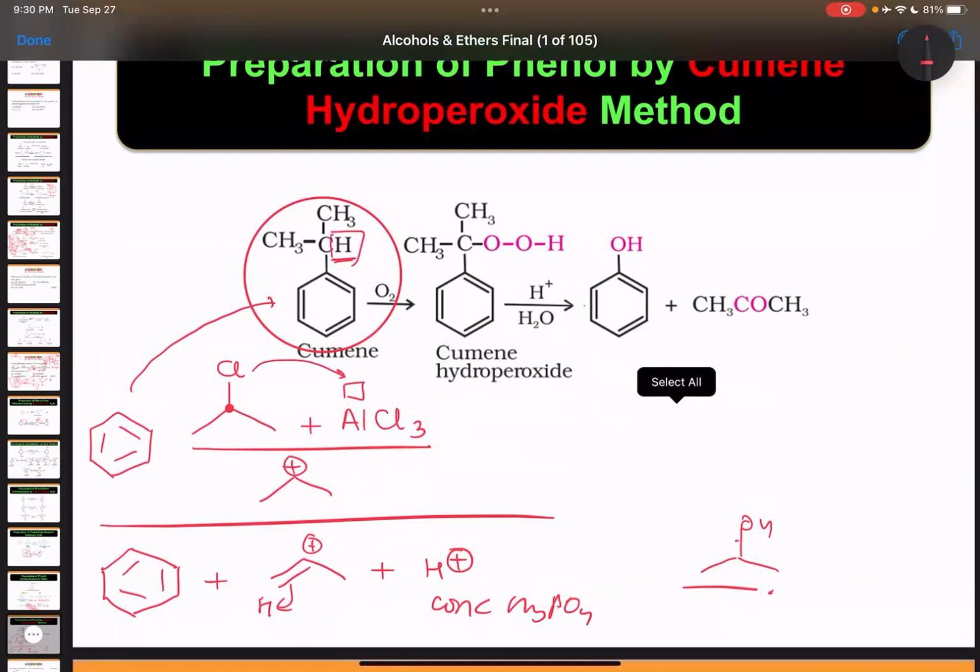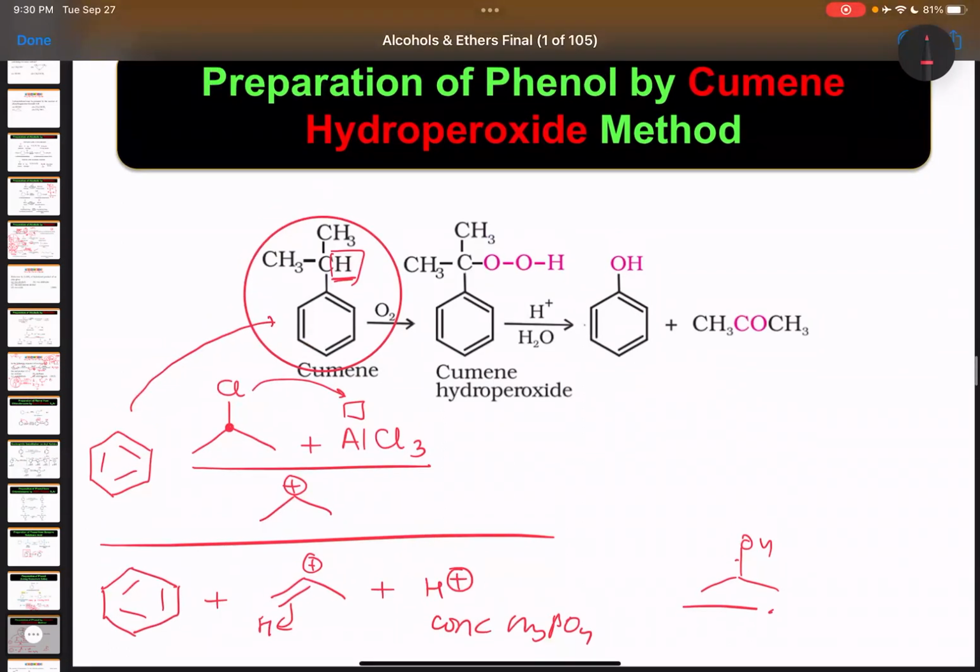This H is the most reactive H. Why? It is attached adjacent to the carbon double bond. Because if it gets removed, the intermediate can be stabilized by resonance. You cannot have rearrangement there. Okay, is it clear? So that will make it stable, so it can form very easily.